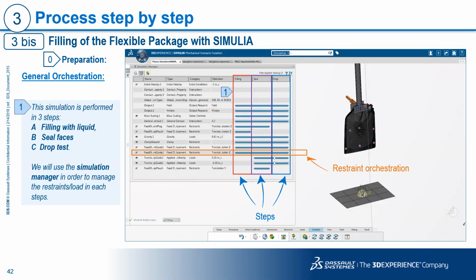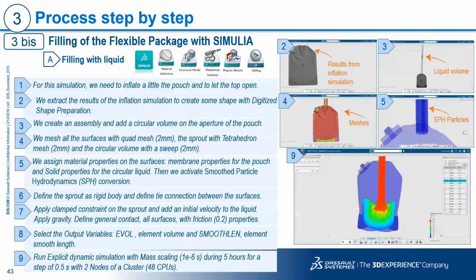And we can define the constraints using the restraints load manager within the platform here. So for the simulation, we start with inflating the pouch and let the top open. We take the shapes from the inflated results, and then we add the liquid volume to the circular tube here. The liquid is being modeled as SPH particles.